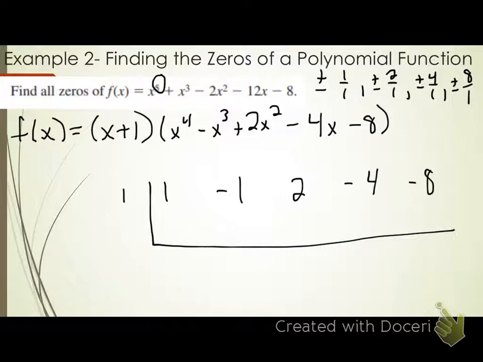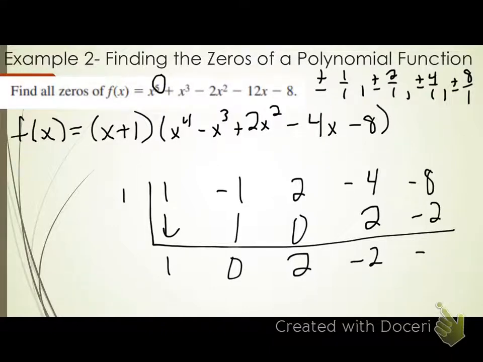Test positive 1. Bring my 1 down. 1 times 1 is 1. Negative 1 plus 1 is 0. 1 times 0 is 0. 2 plus 0 is 2. 1 times 2 is 2. Negative 4 plus 2 is negative 2. 1 times negative 2 is negative 2. My remainder would be negative 10. So 1 is not a factor.